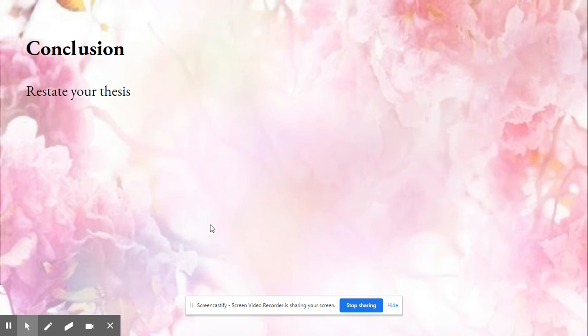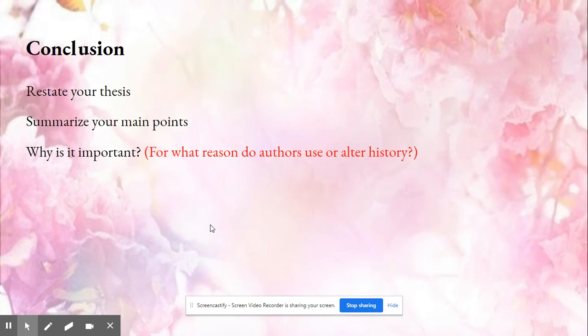In your conclusion, you'll want to restate your thesis, summarize your main points, and explain to your readers why this topic matters. Why do authors use or alter history? Why does somebody take the time to take historical events that have really happened and make a fictional version of them, especially for children? Why would an author do that? Once you've answered this question in your conclusion, you can go ahead and wrap up your paper, edit it, and make sure it's ready to go.